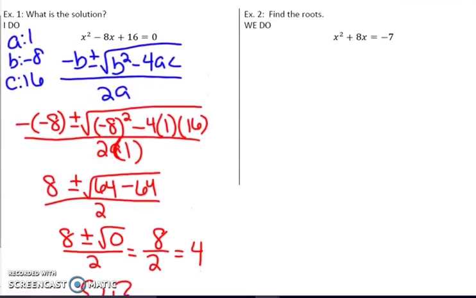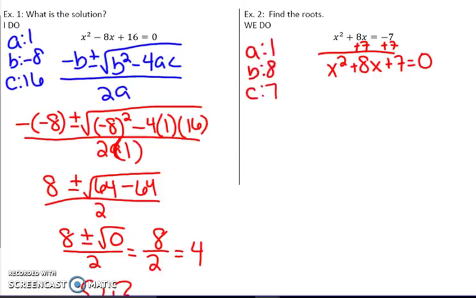If we look at example 2, we want to find the roots. Again, finding the solution. So we're going to start by adding 7 on both sides. We want it in quadratic form. So we have x squared plus 8x plus 7 equals 0. Well, from here, a is 1, b is 8, and c is 7. So now I'm still using the same quadratic formula, just with different numbers.